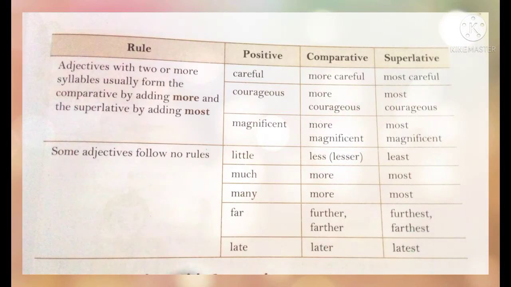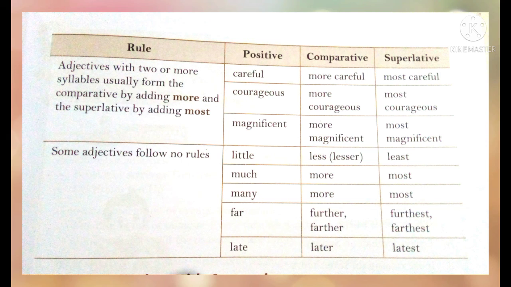Now children, let us see adjectives with 2 or more syllables. Syllables are like a word or a part of word which contains one vowel sound. Okay, so adjectives with 2 or more syllables usually form the comparative by adding more and the superlative by adding most. For example, careful, more careful, and the superlative will be most careful.